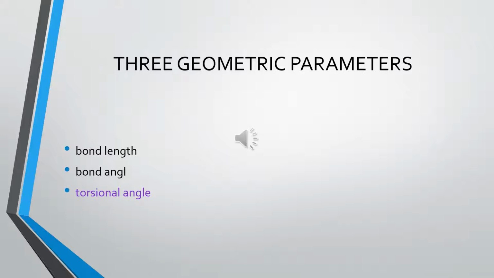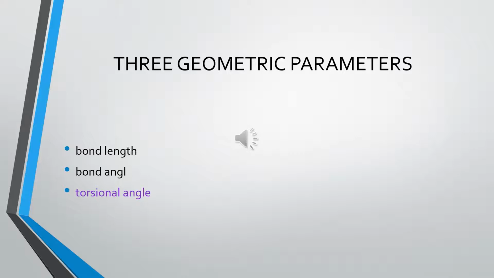In fact, let's take a little detour now. Let's point out that there are three geometric parameters that together can define unambiguously the exact geometry or shape, including three-dimensional shape, of any molecule, however large it might be, including macromolecules like proteins and DNA and RNA. And these are bond length, bond angle, that should be an E at the end, sorry, and torsional angle. Bond length, bond angle, and torsional angle.